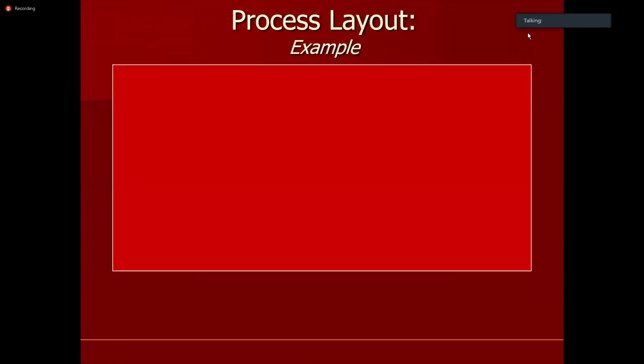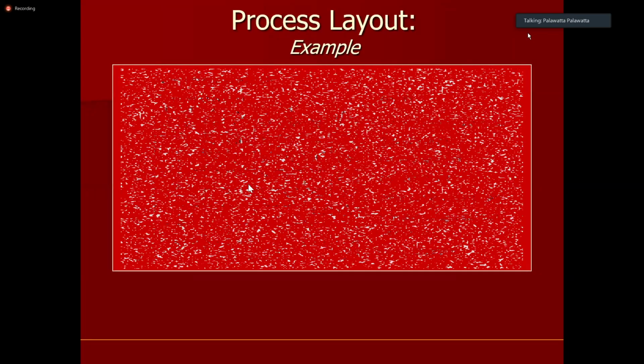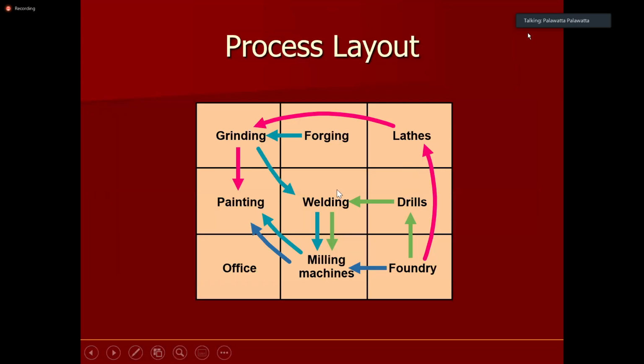So here you see this production process. This layout is producing 4 items. 4 items are processed. And then these departments. Grinding is a department, so the function that the grinding department does is grinding. And then painting is a department. The function that the painting department does is painting.